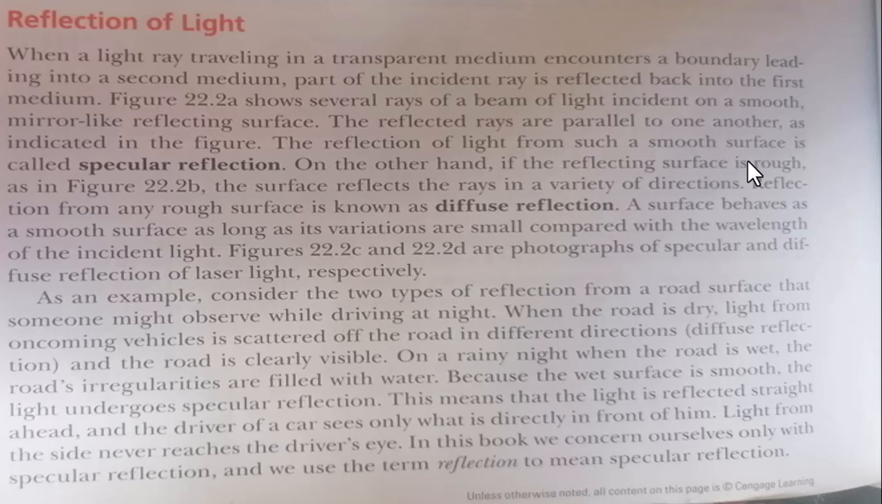As an example, consider the two types of reflection from a road surface that someone might observe while driving at night. When the road is dry, light from the oncoming vehicles, those that are approaching you, is scattered off the road in different directions. And this is very true.